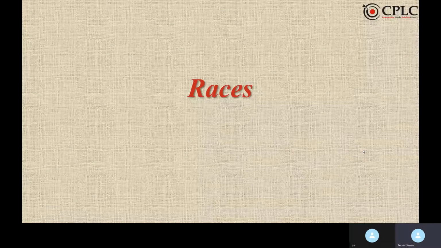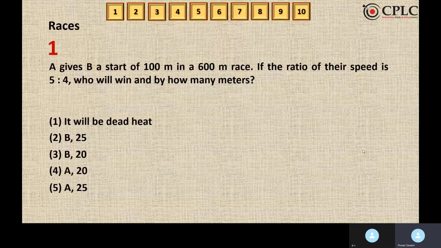Hi guys, so today we are going to solve some questions of races. So let's move to the first question. A gives B a start of 100 meters in a 600-meter race. If the ratio of their speed is 5 is to 4, who will win and by how many meters?